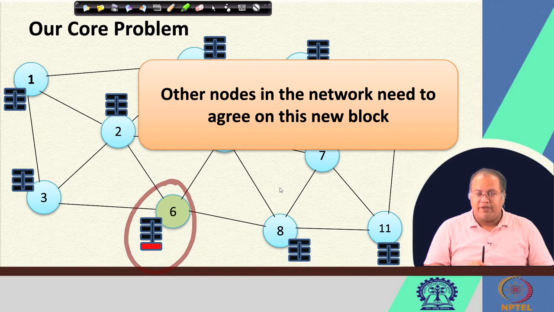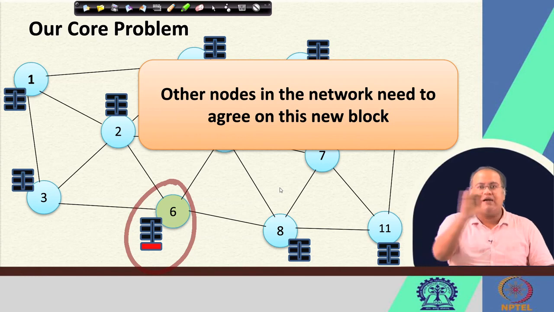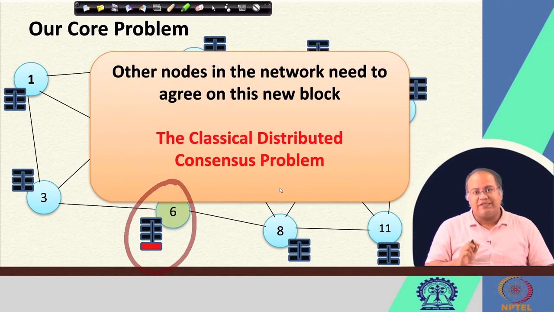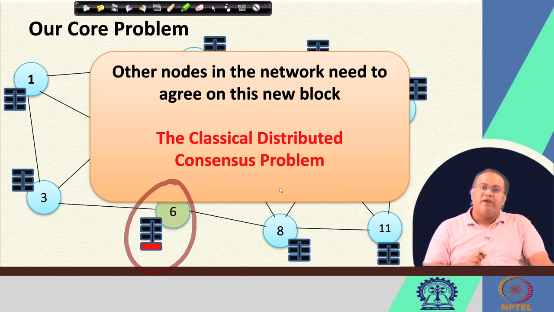Now, interestingly, this particular problem is not a very new problem in the context of blockchain, rather it is a very old problem in the distributed system literature. This is the problem where someone is proposing something and all other neighbors or peers have to collectively decide whether to agree on that proposal or not. This particular problem is termed the distributed consensus problem. So, this distributed consensus problem is a classical problem in the distributed system literature.